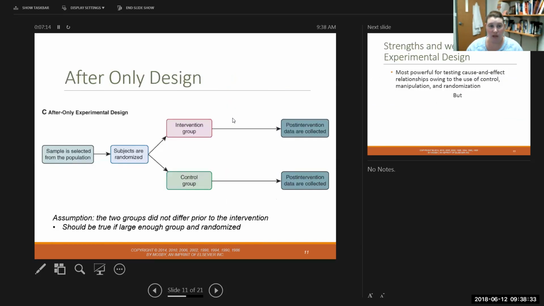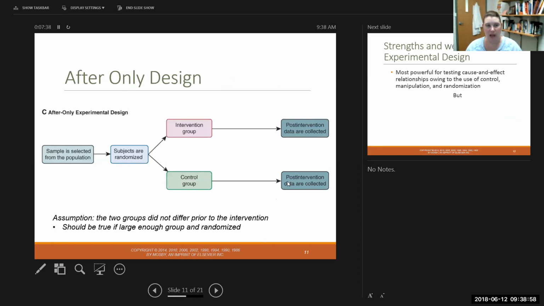The next one we're going to look at is something called after-only design. Again, the names are pretty straightforward here on what you're doing. We have a sample from our population. We are randomizing into an intervention and a control. There is no pre-testing here. It's after only. After only testing says we only are collecting data after we do our experiment.